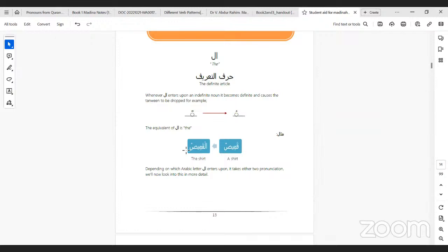For example, kitabun will change to al-kitabu. Here the equivalent of alif lam is "the." Example, qamisun, al-qamisu. Depending on which Arabic letter alif lam enters upon, it takes one of two pronunciations. We'll now look into this in more detail.